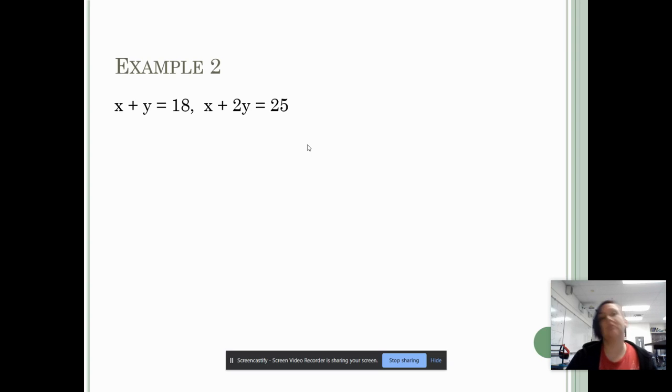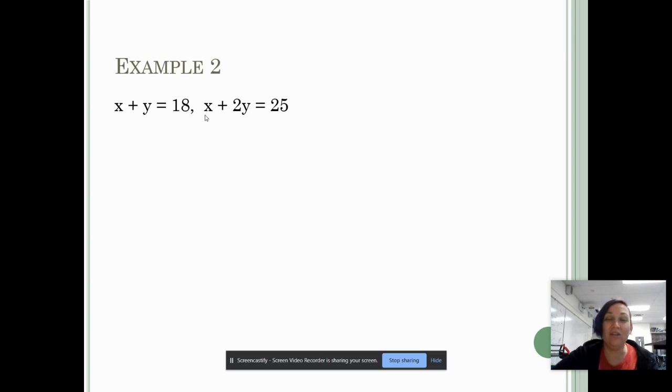Looking at my equations, I can tell that my letter x's have the same coefficient. They both have an invisible 1 in front of them. And so if I can get one of my letter x's to become a negative 1x instead of a positive 1x, then my x's will eliminate.